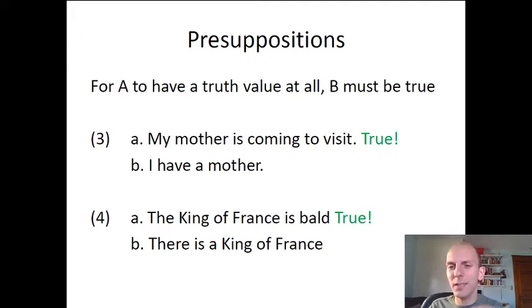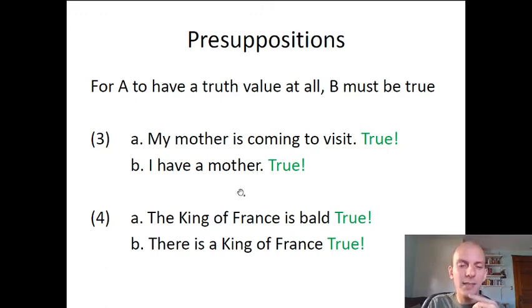Entailments and presuppositions are our topic for today, so we're going to take a little bit of time with these. For 3A, my mother is coming to visit. If you know that's true, I have to have a mother for that to be true, right? If my mother is coming to visit, I must have a mother. That's true.